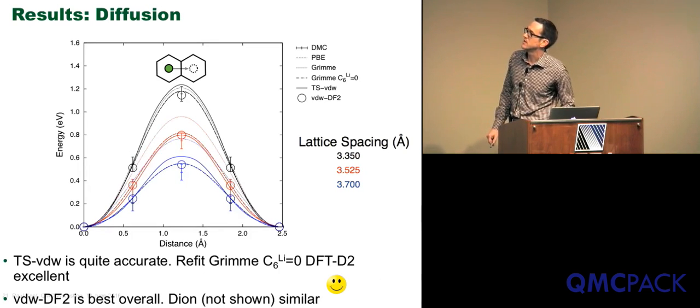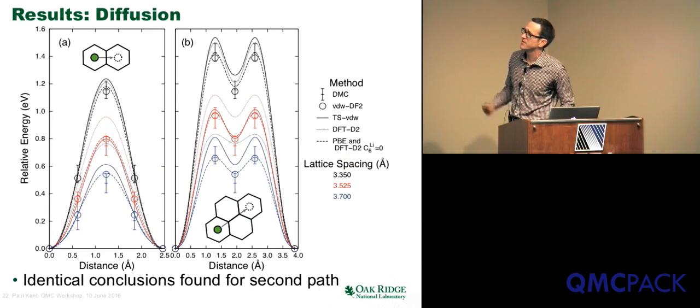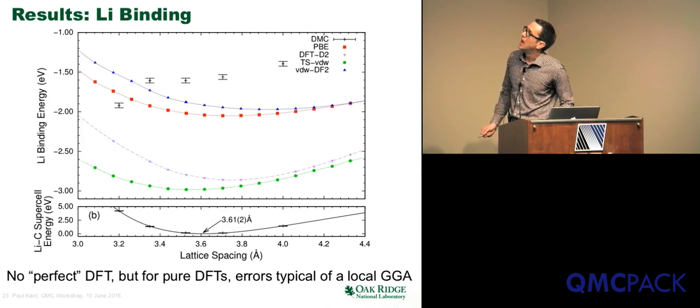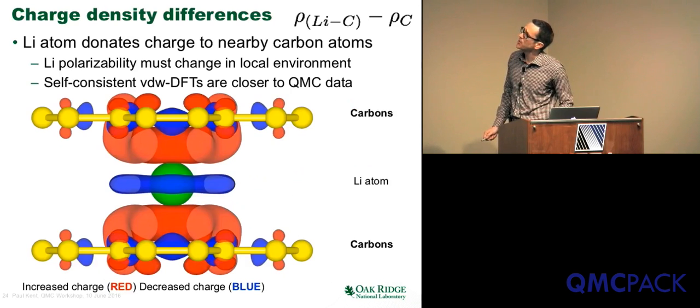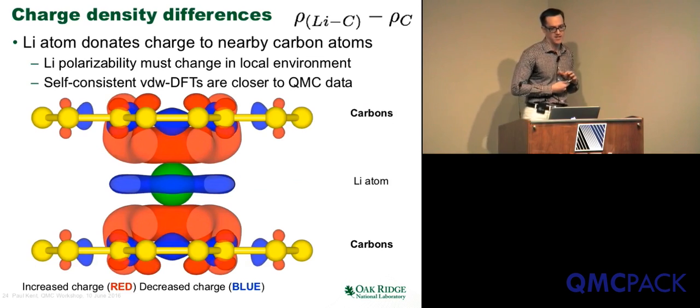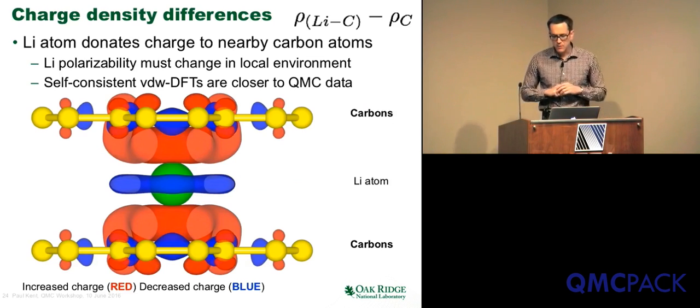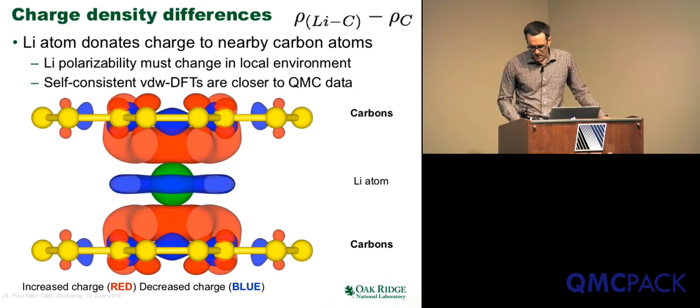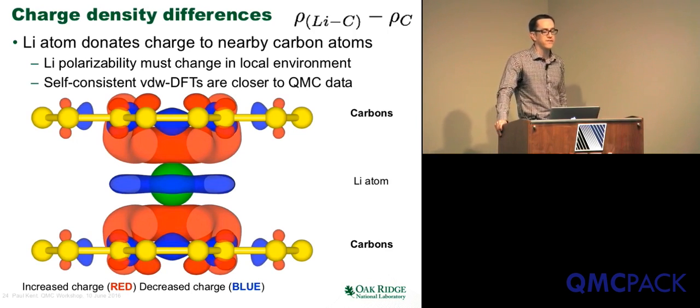I'm going to skip a little bit here. We've done this for different paths. We also looked at the lithium binding energy. This is a much more expensive calculation. But what I want to quickly get to is some of the understanding that we extracted from this. We found that schemes that were working just from using the density from local DFT were less accurate than the self-consistent functionals.